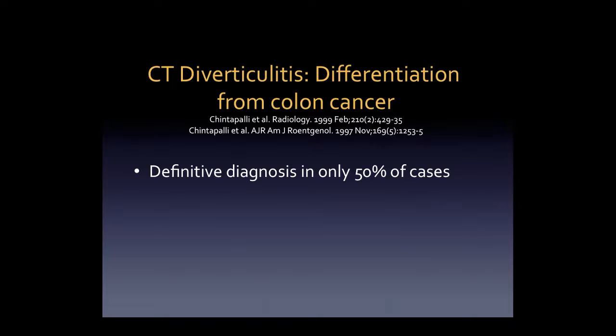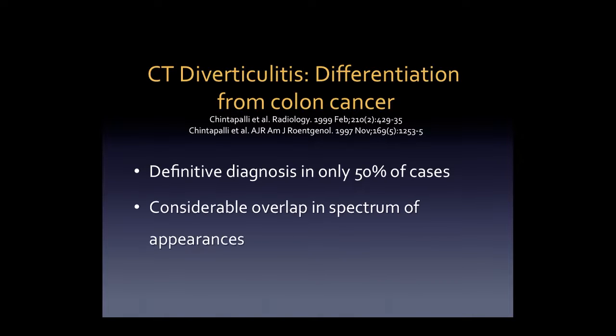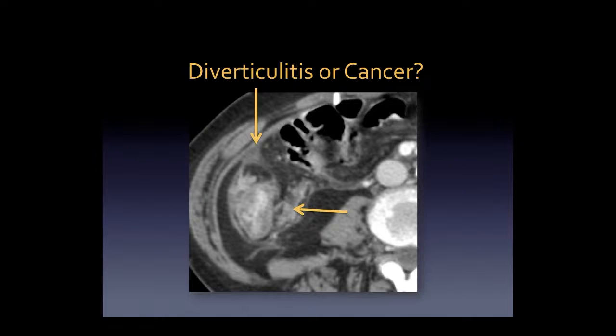So still, using all of these imaging features, definitive diagnosis is only possible in about 50% of cases. So I don't believe that every time you call a case of diverticulitis, you have to say follow-up colonoscopy or so on and so forth. There are cases that are definitive and you can call them definitively. There are some where we cannot be so definitive. There is considerable overlap in the spectrum of appearances. So let's take a look at some examples.